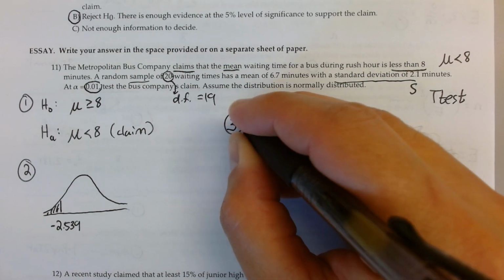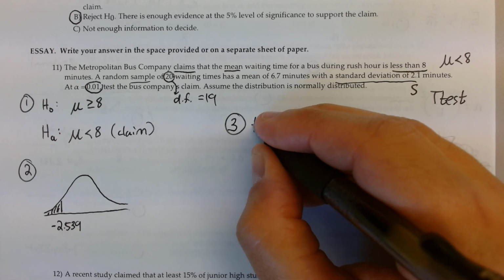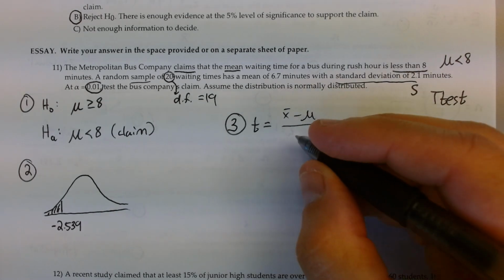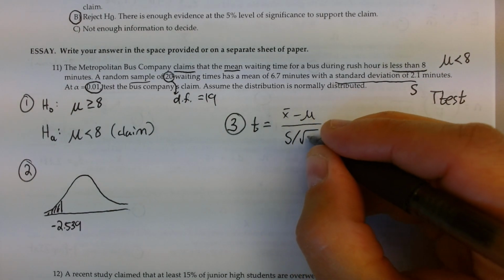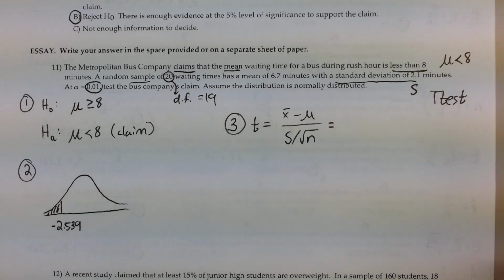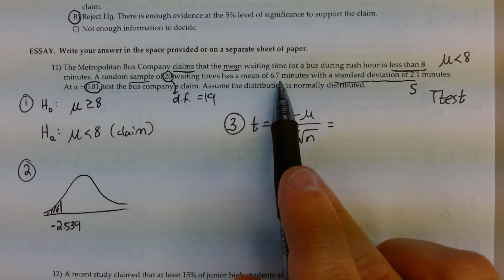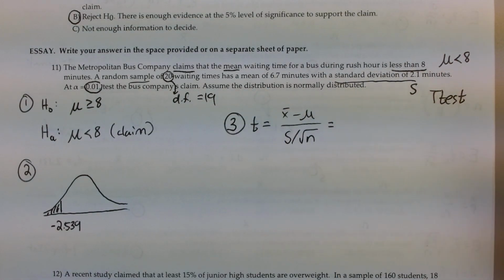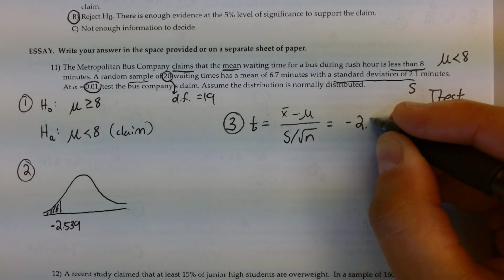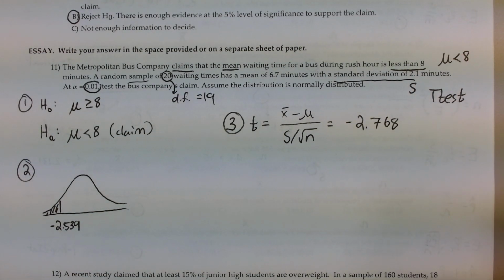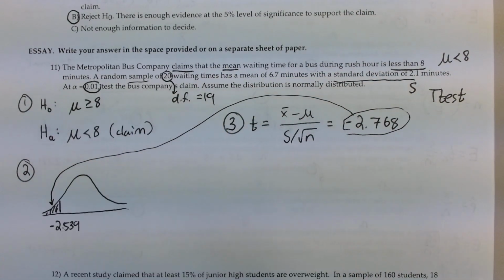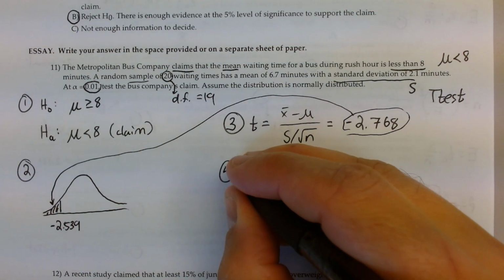And now in step 3, we calculate the test statistic, which again, it's a t-test, so we use the formula for t: x bar minus mu over s divided by square root of n. We have everything we need for that. This is the 6.7, this is 8, s is 2.1, and n was 20. So plugging all that in, we get a minus 2.768. And we can see that that is a bit less than minus 2.539. So that means we reject the null hypothesis.